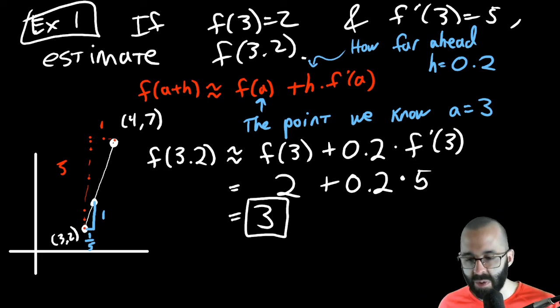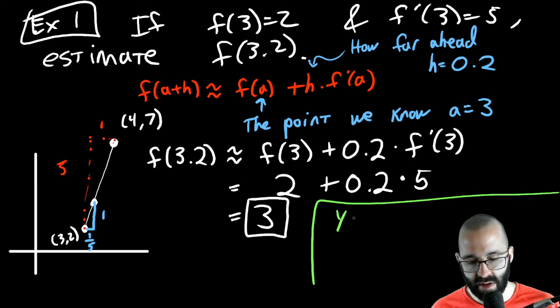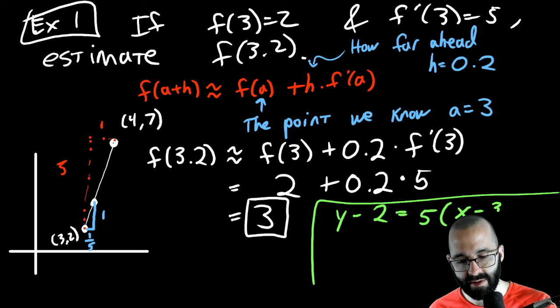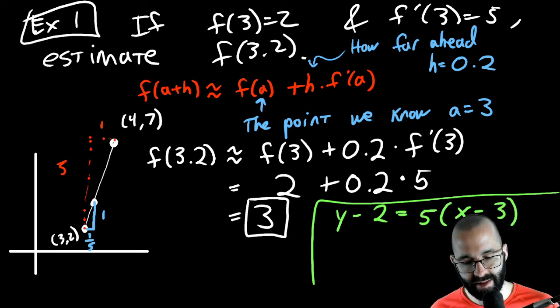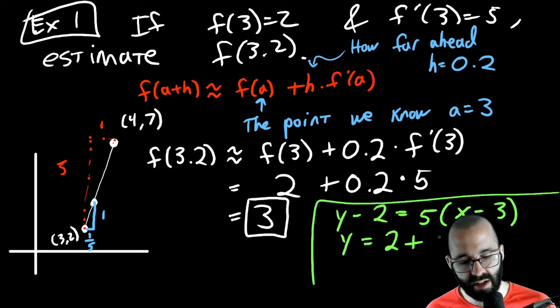And in fact, we could go one step further if you wanted to. We're done with this problem. The equation of this tangent line is y minus the y value of 2 equals the slope times x minus the x value, which is 3. And so another way to approximate at 3.2 would really just be to plug in 3.2 into this equation. Add 2 to both sides, plug in 3.2.